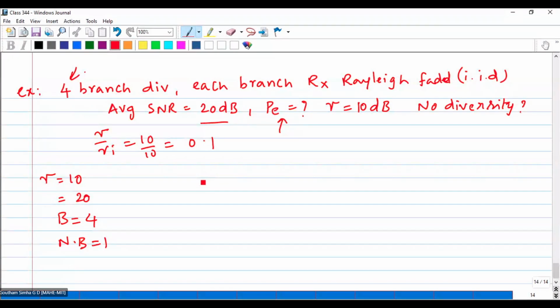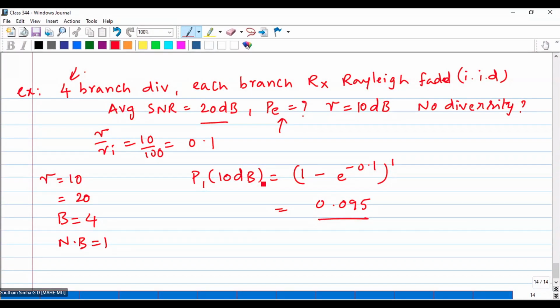Now what is the equation that I have? 1 minus e to the power of minus gamma by gamma bar. First I will calculate it for P1, meaning 1 branch with a fixed SNR. That is 1 minus e to the power of minus 0.1, whole to the power of 1, for no diversity. What happens? The probability, 1 minus e to the power of minus 0.1, is 0.095. At what SNR? At this SNR.